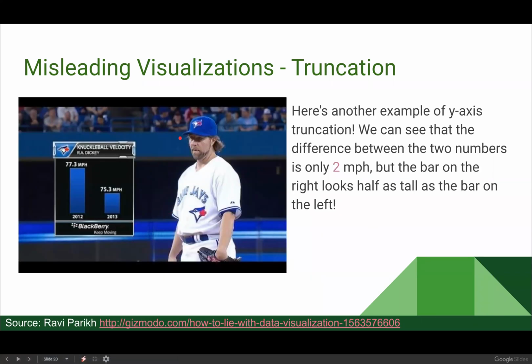Here's another example of that. We have this pitcher in baseball, and across 2 different years, his pitch speed went from 77.3 miles per hour to 75.3 miles per hour. The difference there is just 2 miles an hour. Not a huge amount, but the bar on the left looks twice as tall as the bar on the right. It looks like there's been this huge change between those 2 years, when in reality, it's a very small fraction. It's only 2 miles per hour. So the change is not actually as drastic as those bars might lead you to believe.